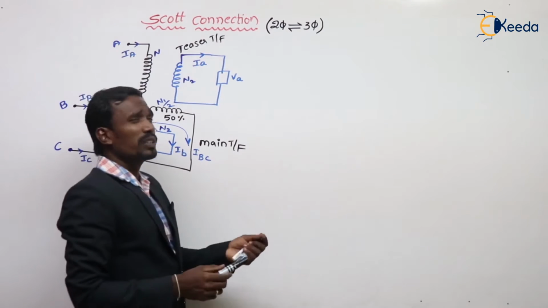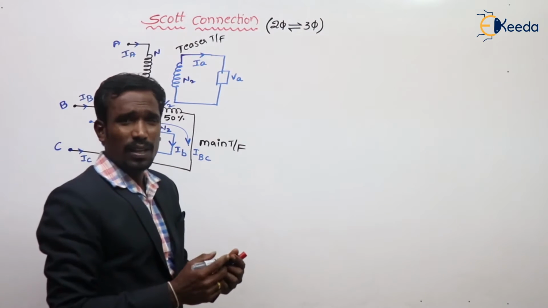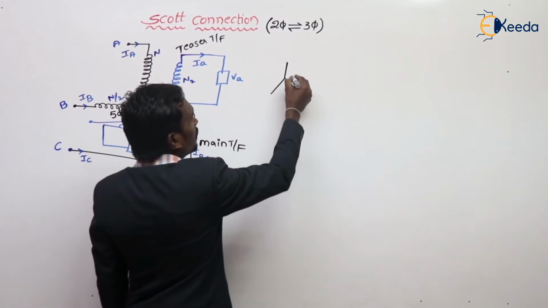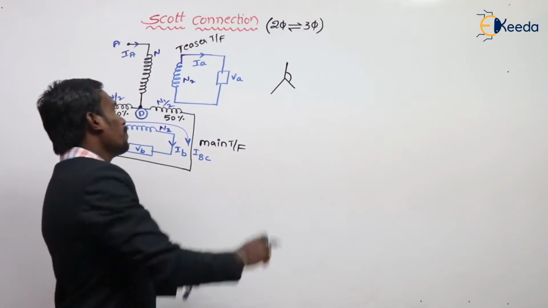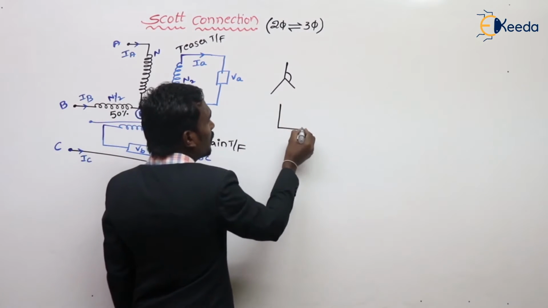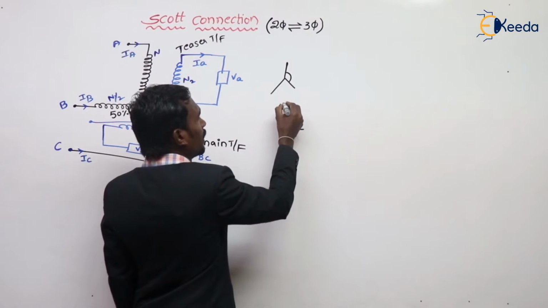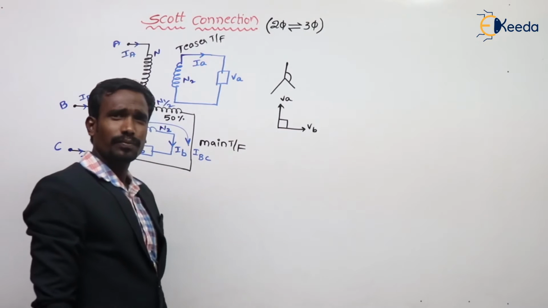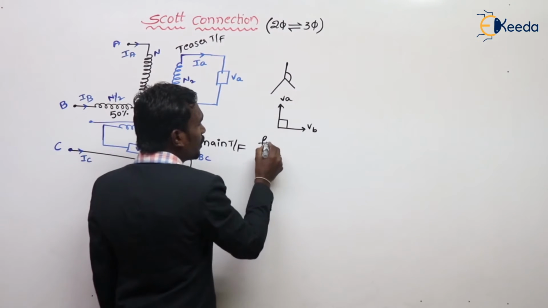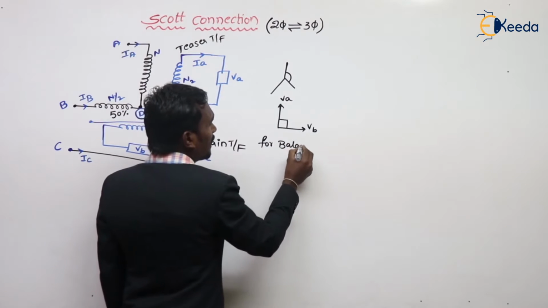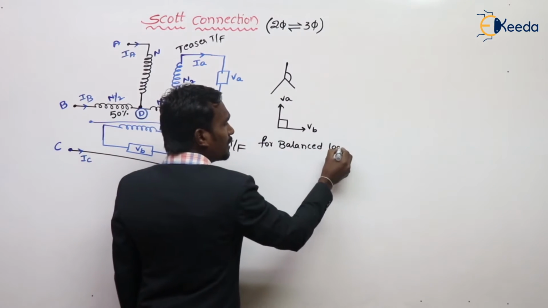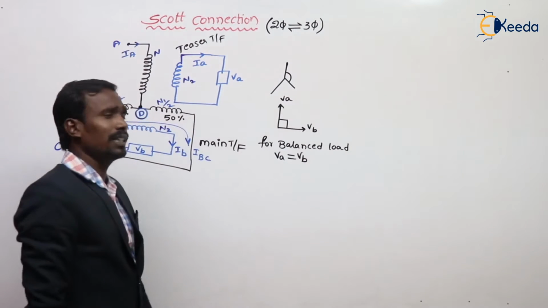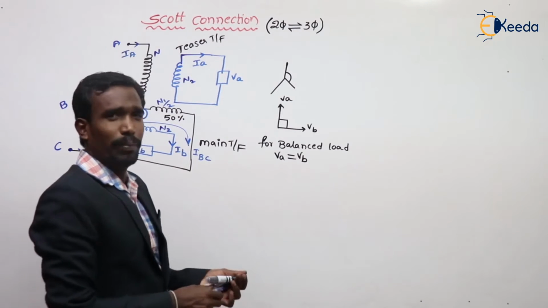First of all, we need a balanced load. Generally, in a three-phase system, the three phases are displaced by 120 degrees from each other. But in two-phase, the two phases, VA and VB, are displaced by 90 degrees only. For a balanced load, VA is equal to VB.